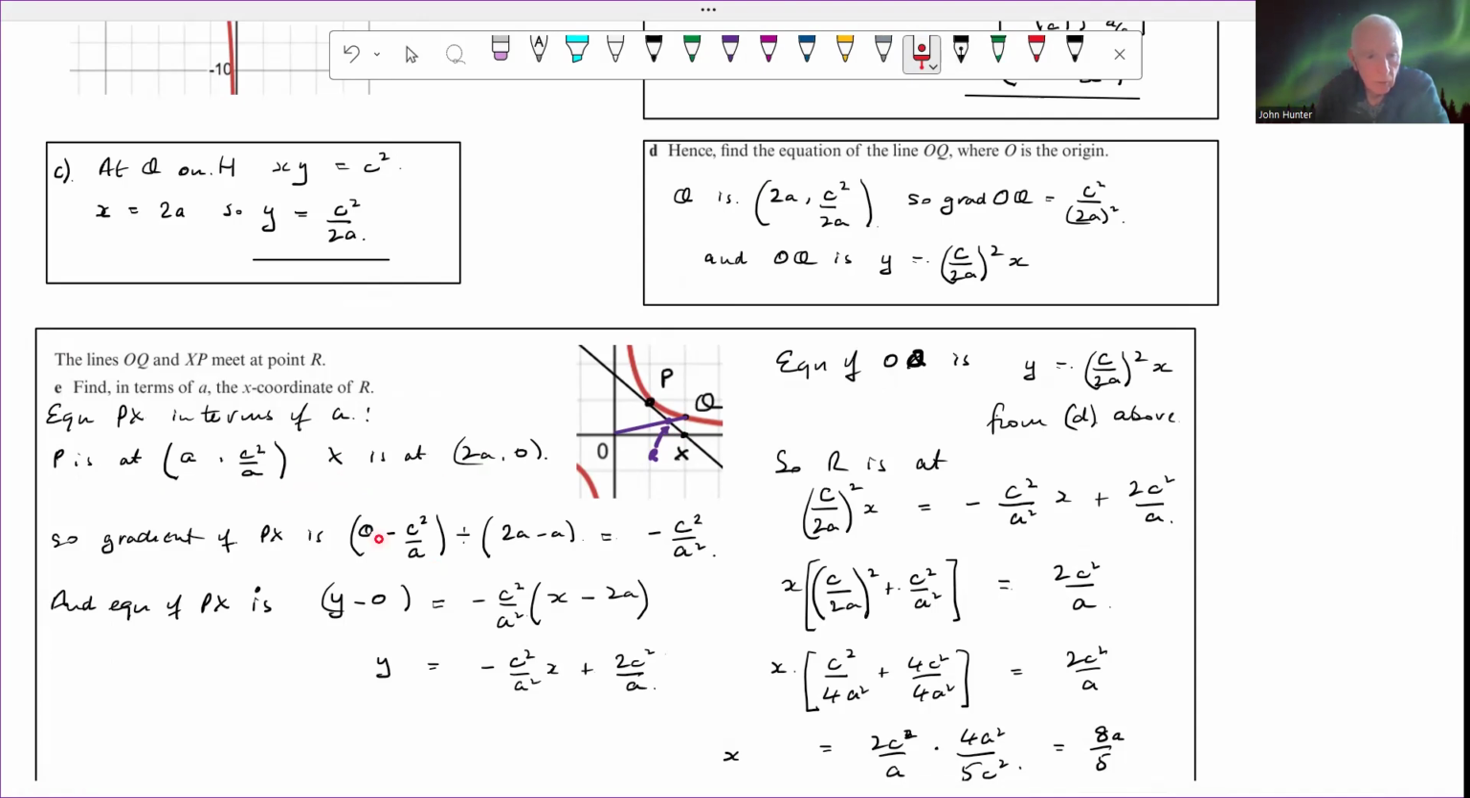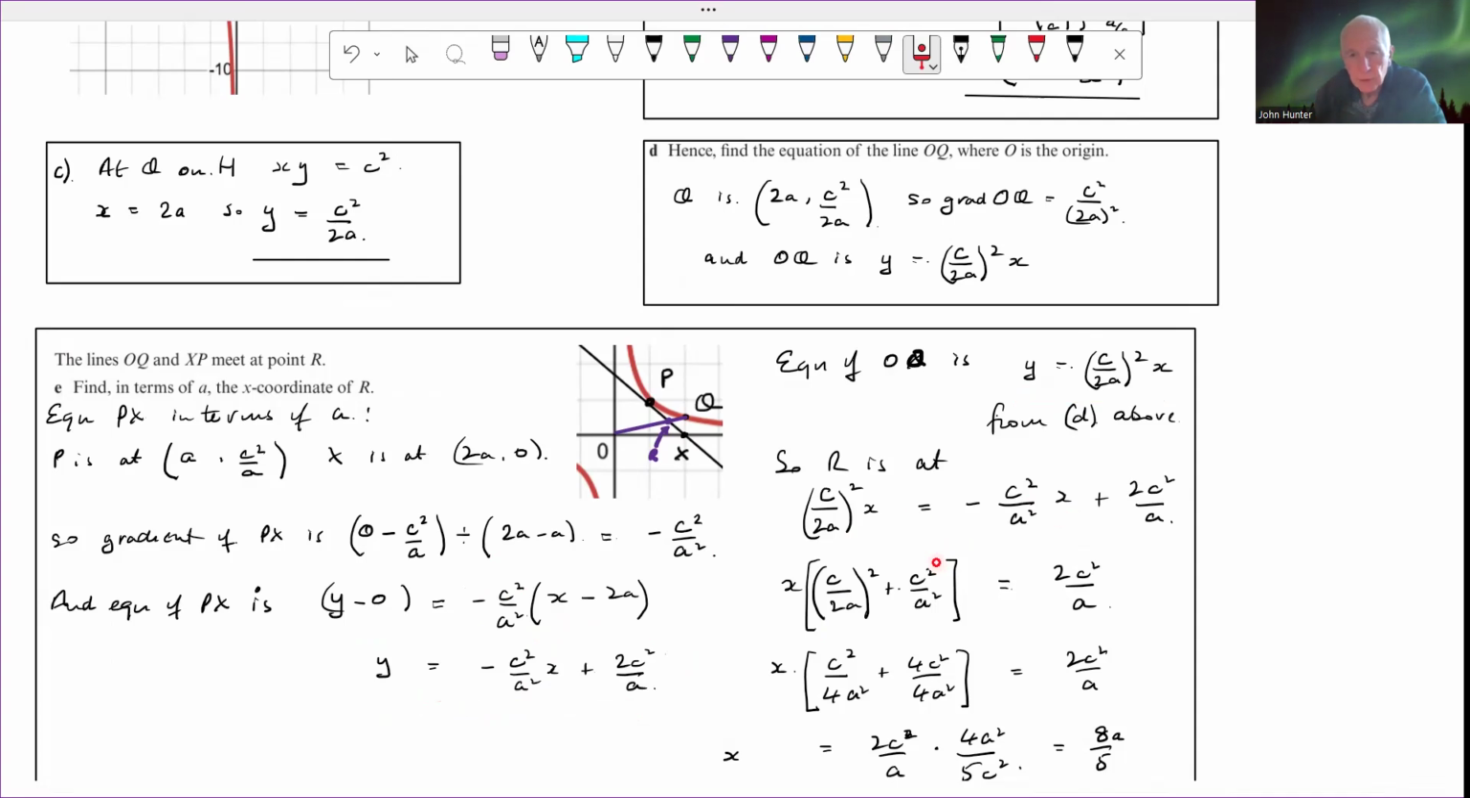So the gradient's going to be the rise over the run as we go from X to P. So that is the rise, that's the run. That gives us the gradient of PX. And then we can use our little formula here with the gradient, and using point X there. When we just simplify that, we're going to get this. So we now have the equation of PX there, and we'd already got the equation of OQ from there.